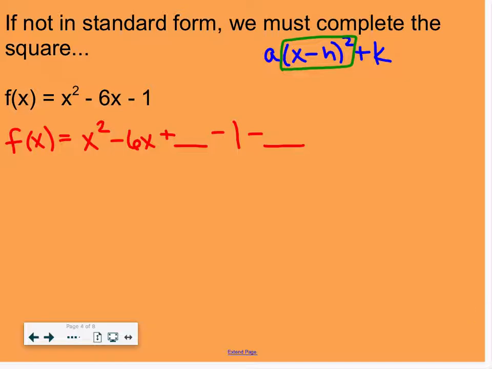So let me remind you what we need to do. This is b. We take b over 2, and we square it, and that's what goes right there. We take b, divide it by 2, and then square it, and that is our mystery number. So if b is -6, b over 2 would be -3. When we square -3, we get 9. So we're going to add 9 and subtract 9. So technically we're adding 0, so our equation isn't changing.